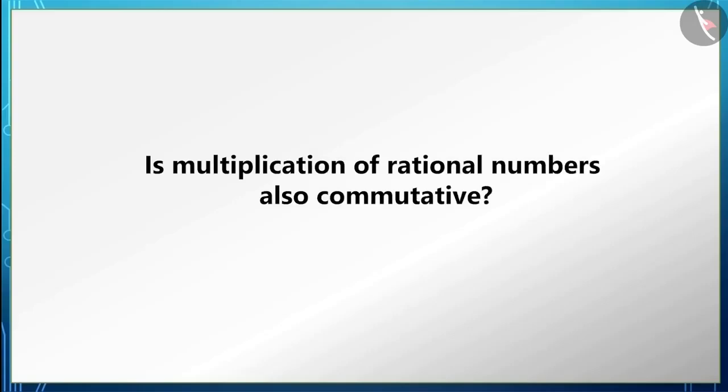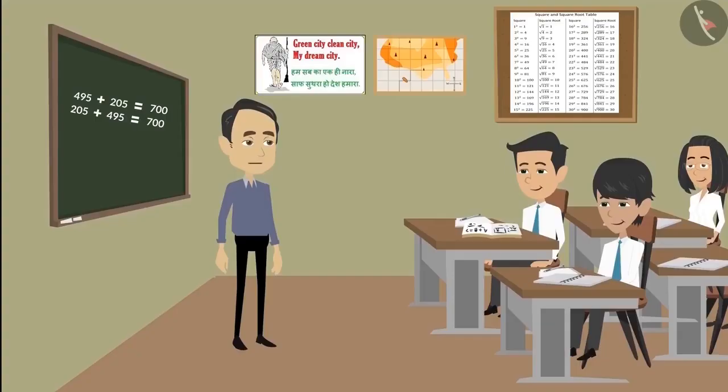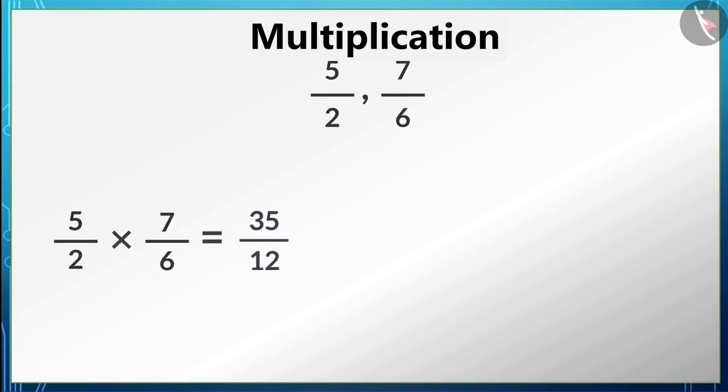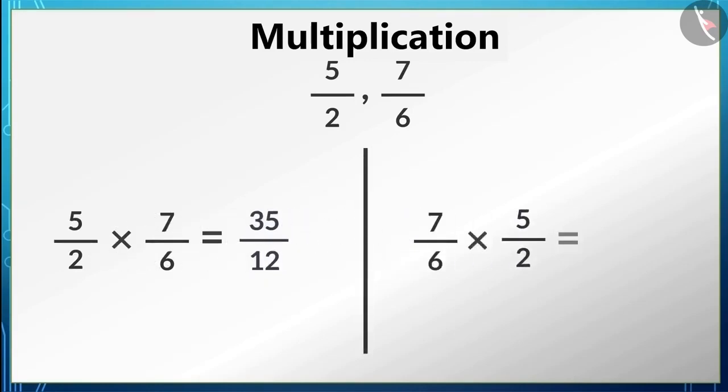Is multiplication of rational numbers also commutative? Let's see. For this, we take two rational numbers. Multiply both these numbers. The answer is 35 by 12. Now let's change the order of these numbers. Sir, our answer is still 35 by 12.